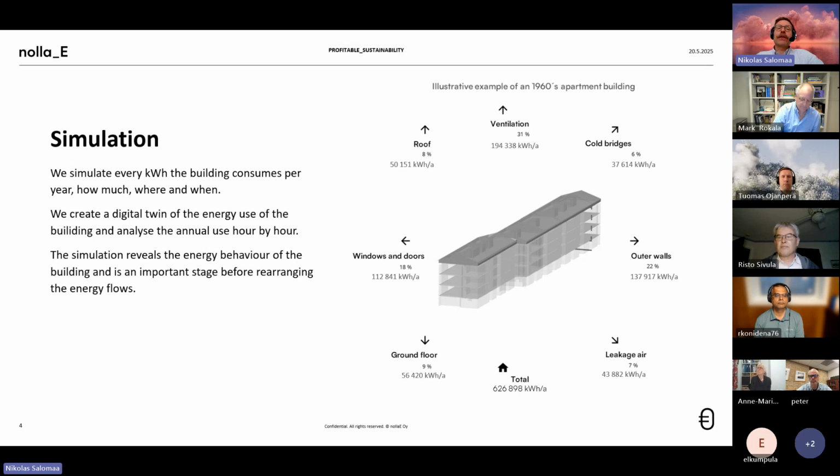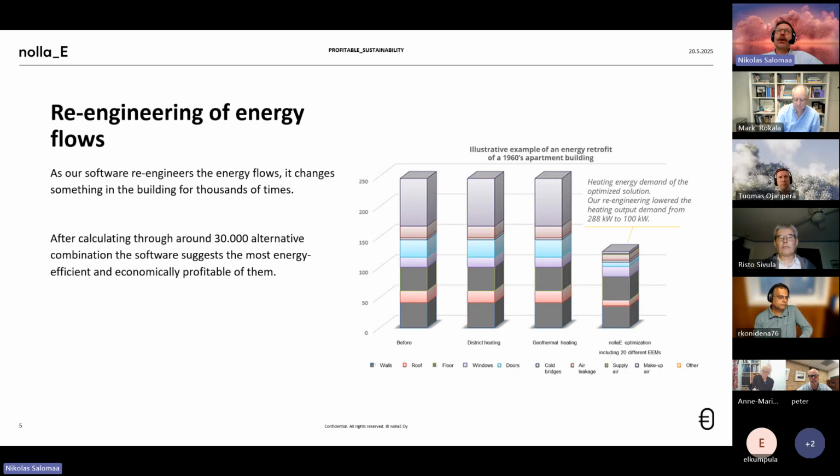But what is common for all the energy simulation softwares is that they start in the simulation and they also end in the simulation. So they actually tell you what is the situation right now with the building. The innovation that Nolla has done is that the software does not only tell you what is the situation right now, but it can also tell you what to do about it. That is the new thing. And that is what we call re-engineering of energy flows.